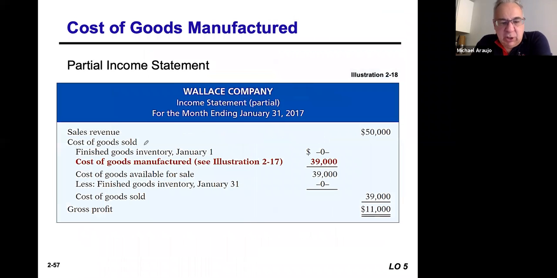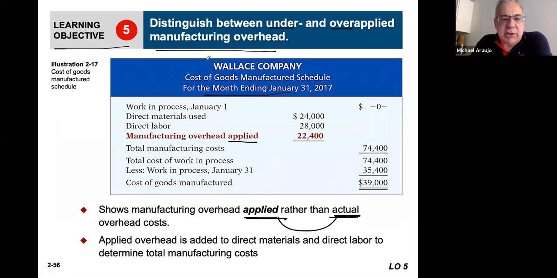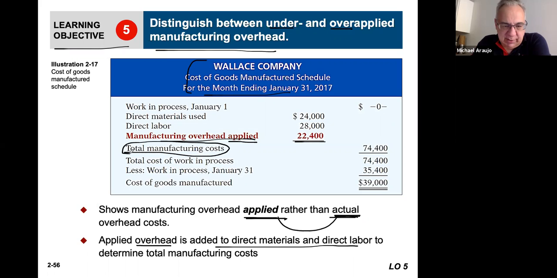All right. So in this case, I'll go back to the statement. Cost of goods manufactured schedules show manufacturing overhead applied was $22,400. And remember, the manufacturing overhead is added to direct materials and direct labor to get the total costs. Okay. So we're okay on direct materials. We know that happened for sure. We're okay on direct labor. We know that happened for sure. We don't have to estimate those. We just know.